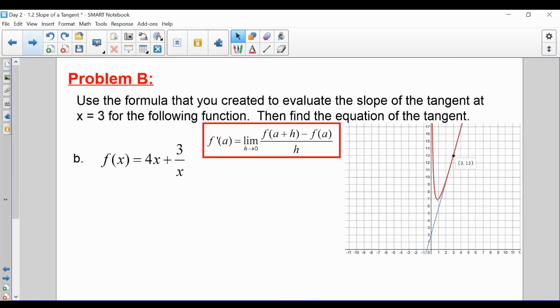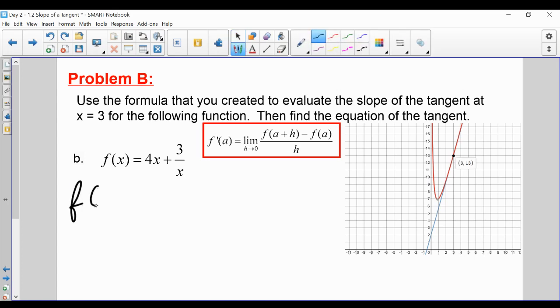So next question. Use the form that you created, the same formula in the box, f of a plus h minus f of a over h, to evaluate the slope of the tangent at x equals 3 for the following function, then find the equation of the tangent. And I'm giving you a little diagram here to show you that the point at which we want to find the slope is this point that I'm pointing to right now, the 3, 13. How do I know the function is 13 at 3? Because I can plug it in. I can find the f of 3. That's easy enough.